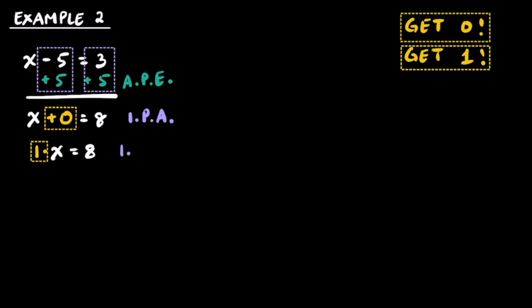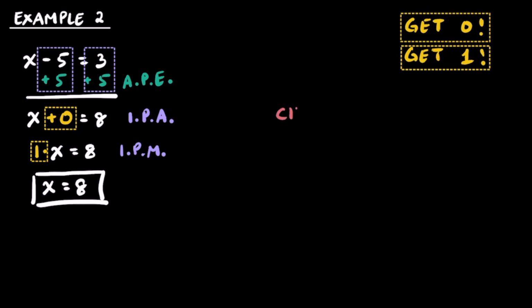And the reason why we don't need to write the 1 is because of the identity property of multiplication, where anything times 1 just stays the same, so we don't need to write it. Well, in this equation, we didn't need to do any work to get the 1. In other equations, we will. Therefore, we can conclude that the solution to this equation is x is equal to 8.